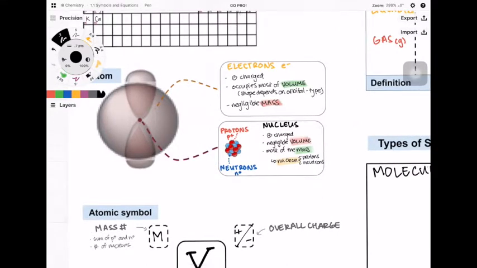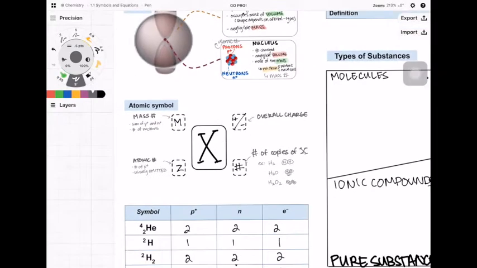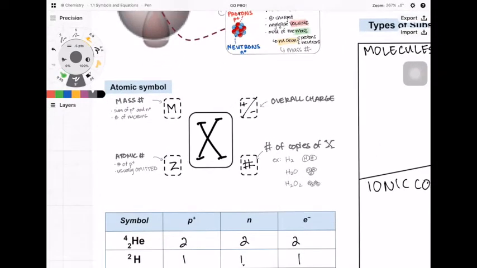This picture we've also already seen, so this idea that electrons are negatively charged, they occupy most of the volume, while protons and neutrons make up the nucleus. Protons are positively charged and they take up most of the mass. Nucleons, an important word to remember, is the number of protons and neutrons together, and that can be how we figure out the mass number.